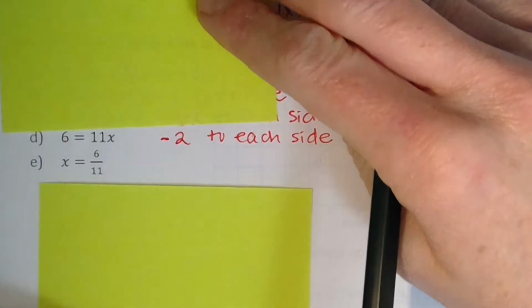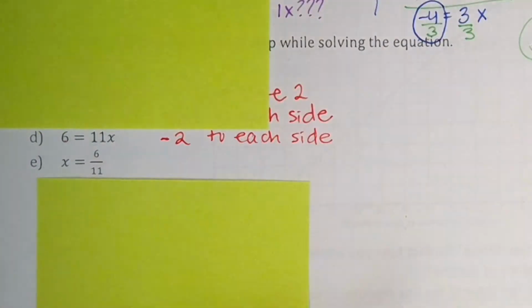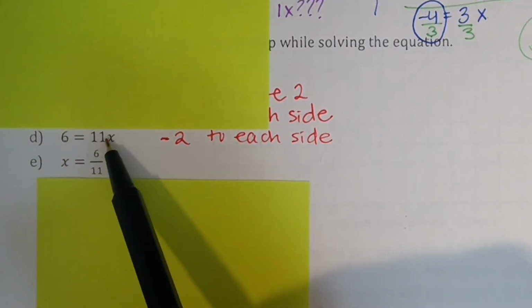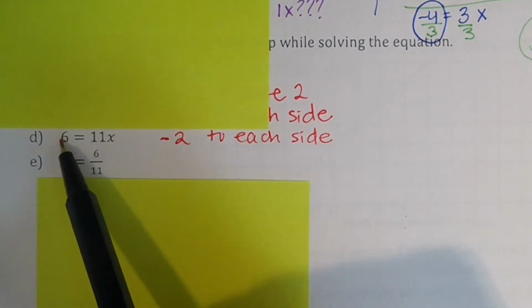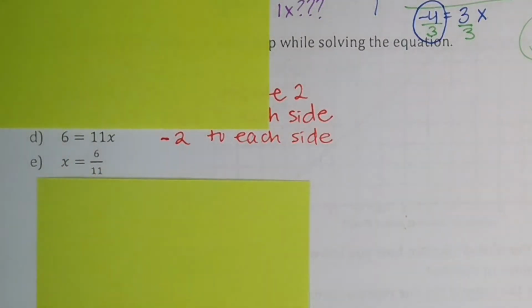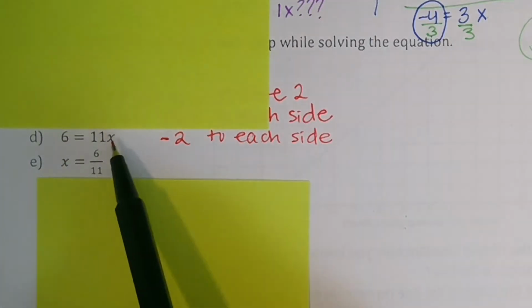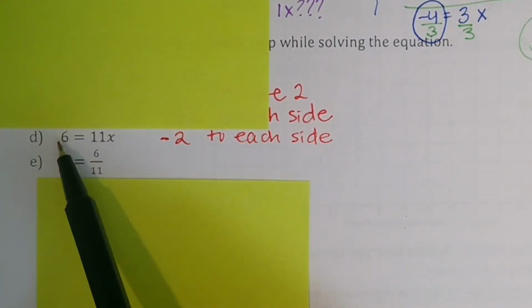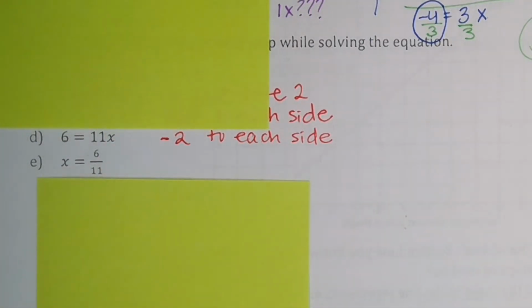This last step I want you to try on your own. We do see the x went from the right to the left. So there is some rearranging that happened, but that's not what I want you to find out. I want you to figure out, how did 11x become x and 6 become 6 over 11?